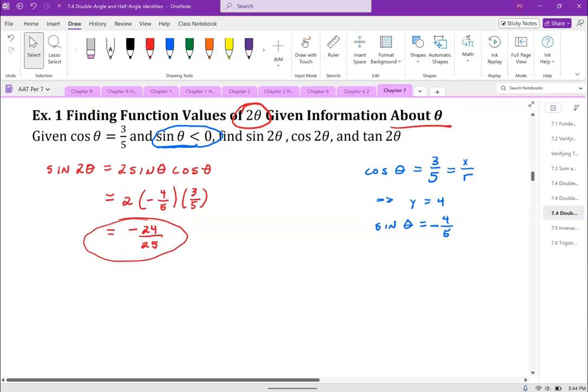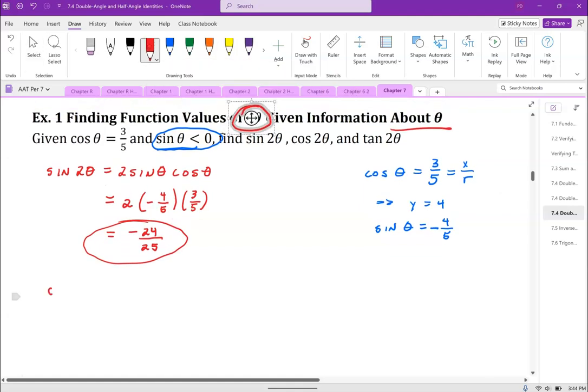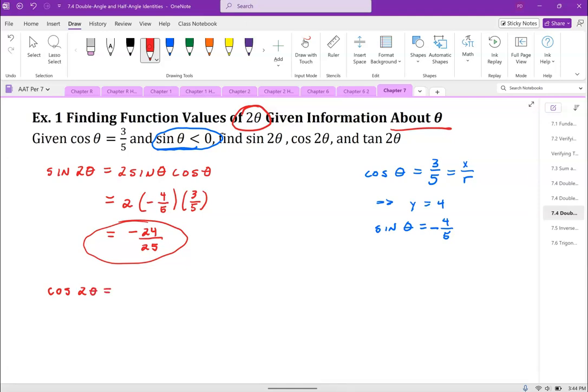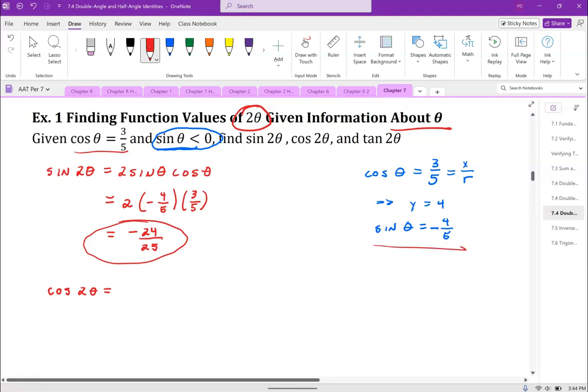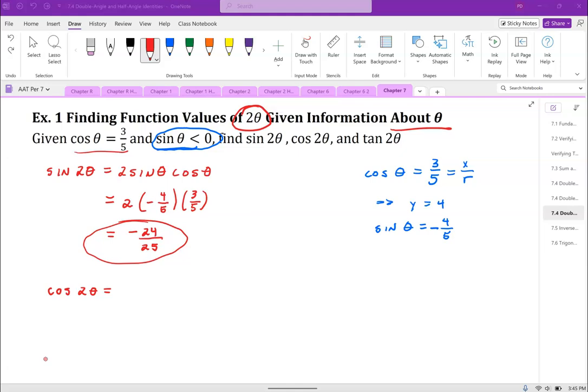Now we want to find cosine of 2 theta. Remember, there are three different versions. They either involve both sine and cosine, or just sine, or just cosine. Any of them will work because we were given cosine and we already calculated sine. But I'm going to use the one that involves just cosine because we were just given cosine, so I want to make sure that I get the right value. I'm going to go with the one that's given.